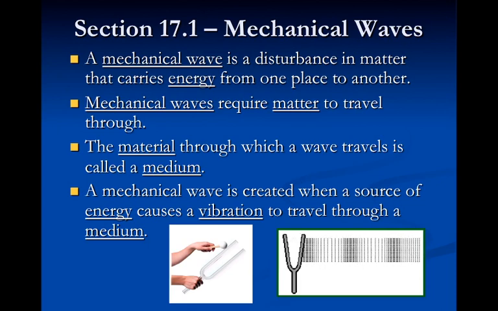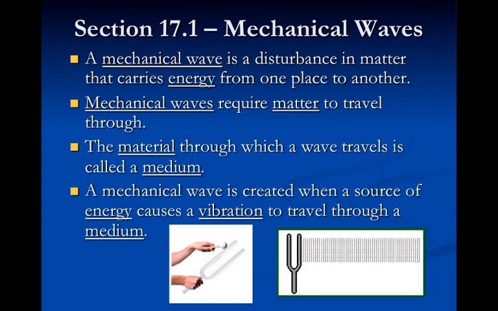Mechanical waves are different than electromagnetic waves in that they need matter through which to travel. So like light is electromagnetic. It can travel through the air. It doesn't need anything to travel through. But mechanical waves do. And whatever the waves travel through is called a medium.